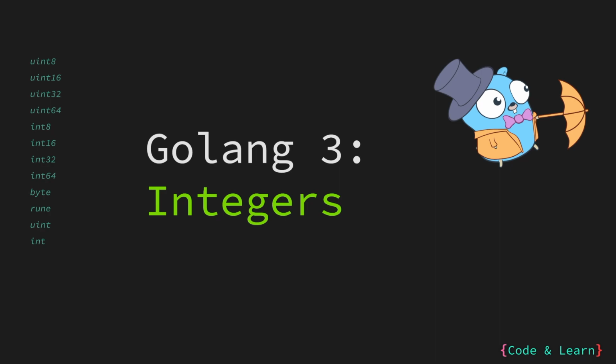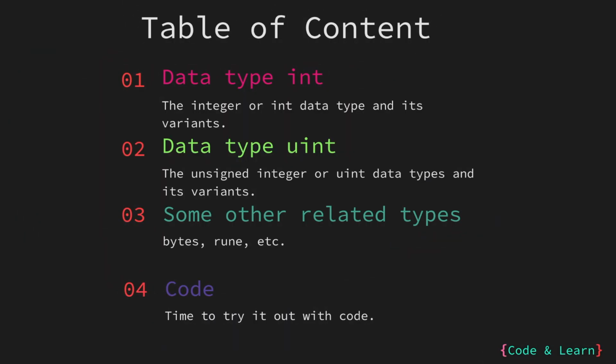In this lesson we are going to learn more about the int or the integer data type that we introduced in the previous lesson. First we are going to discuss the int data type, then we will move on to another integer data type called the unsigned int. In the third section we are going to discuss some other related data types, and in the fourth section we will jump on to the code.